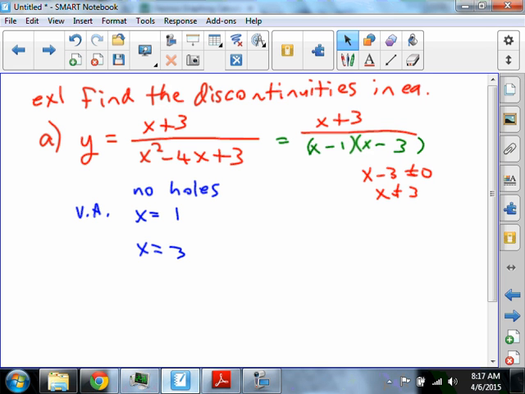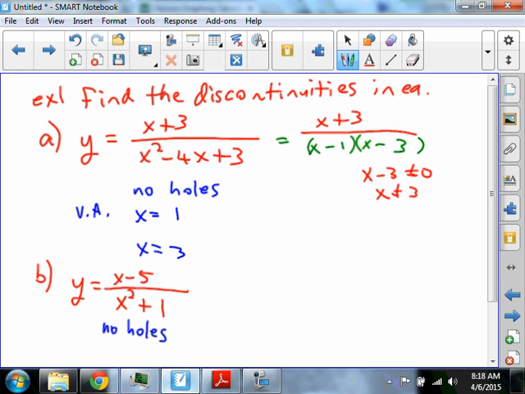All right, let's go to the next one then here. We're going to look at y equals x minus 5 over x squared plus 1. Now, are there any common factors in the numerator and denominator? I'm seeing people shake their head. No, you're right. So, because there's no common factors top and bottom, there's not going to be any holes.